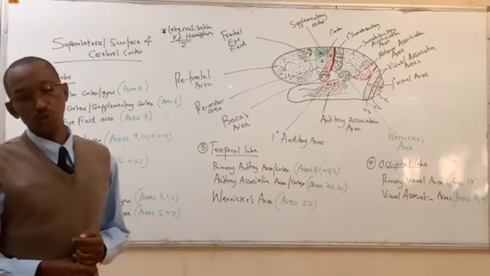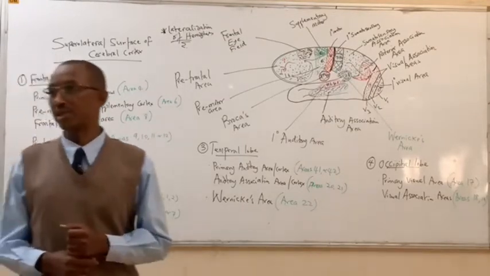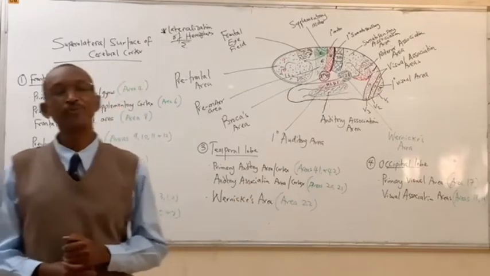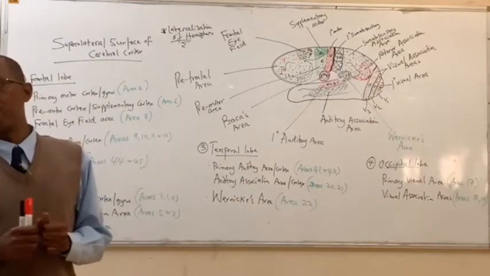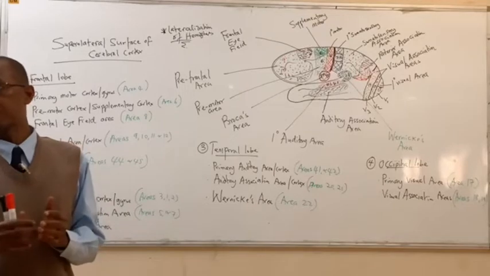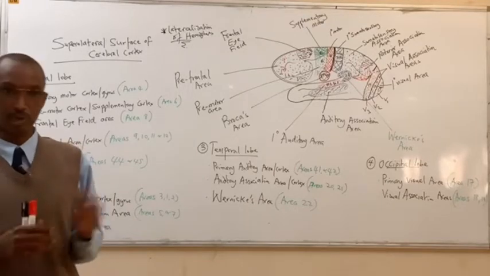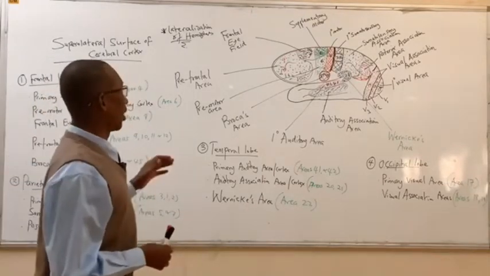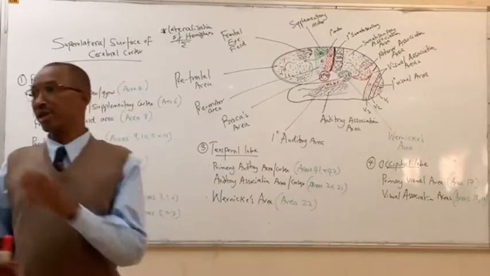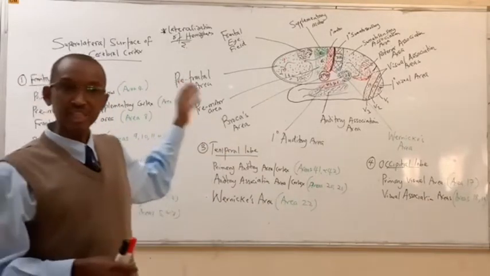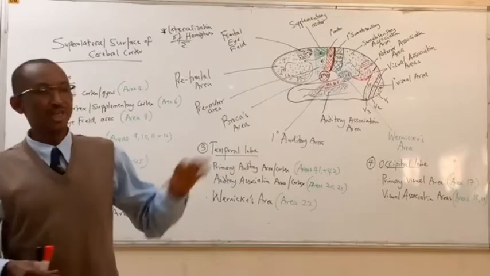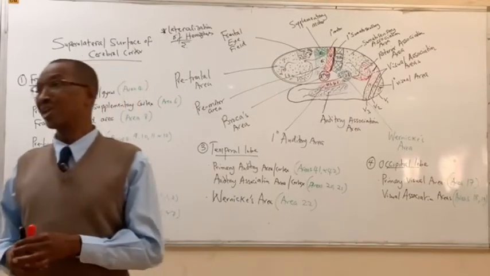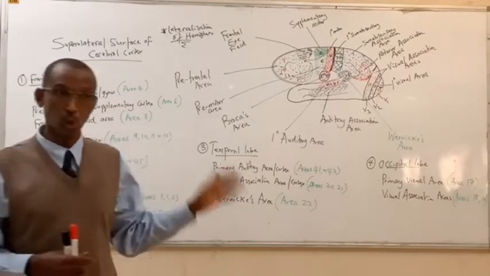Today we are going to discuss the superolateral surface of the cerebral hemisphere. If you remember the last video, I discussed the different lobes and different surfaces of each cerebral hemisphere. But before I discuss all the areas located on the superolateral aspect of the cerebral hemisphere, let me discuss what is called lateralization of the cerebral cortex.